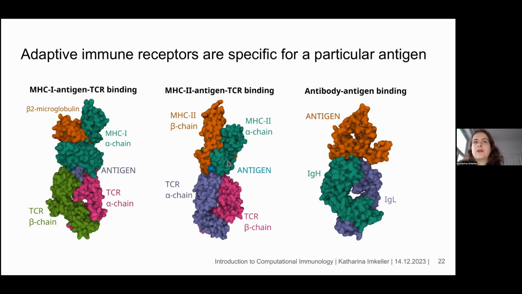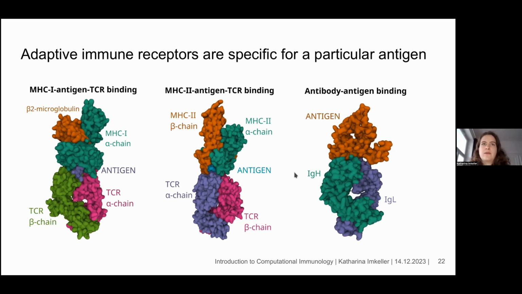Here the structure of the molecule is a bit more complicated, but it can also present peptide antigens to T-cell receptors. And finally, here on the right, the third one is a depiction of an antibody-antigen interaction. You have a part of an antibody that is binding its antigen, and you also see that the antigen here is not a peptide antigen, but a more globular antigen.